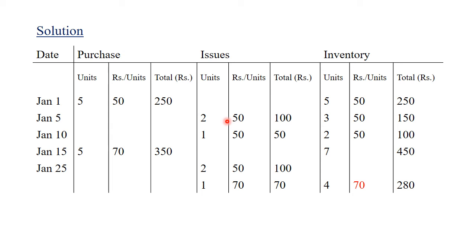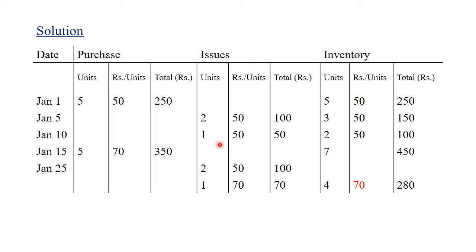On January 5th is the next transaction, that is issue of 2 bikes. So for that, from the 5 bikes we have to give two bikes away. So for 1 bike the purchase price is how much? 50. So for 2 bikes, 100. And what is the rest? The balance is the inventory. If 5 minus 2, you get 3 bikes as balance inventory. You get 3 bikes into 50 each, so you get 150 rupees as total.